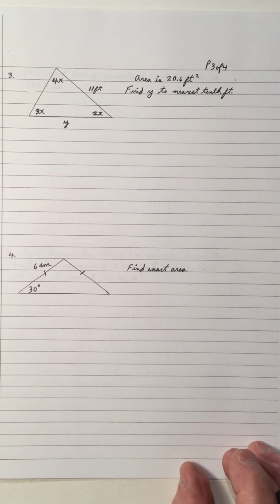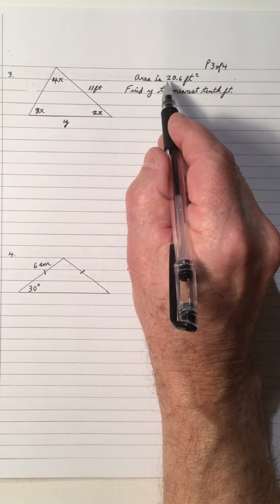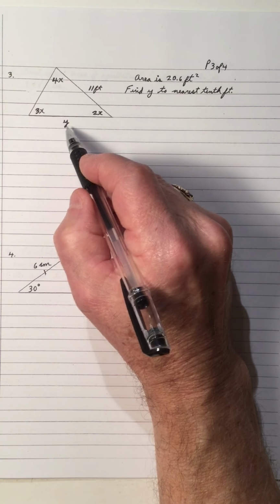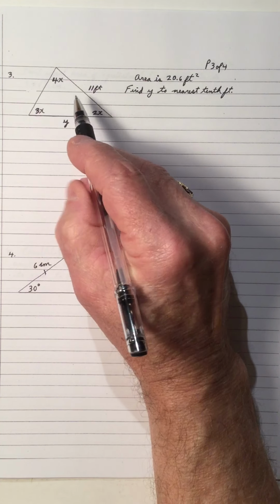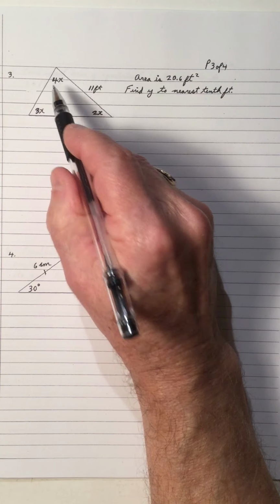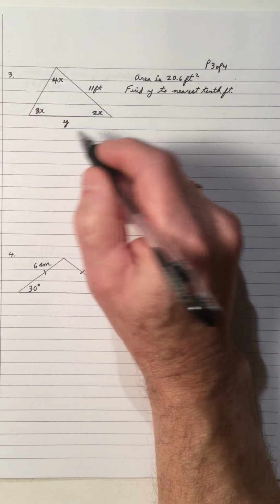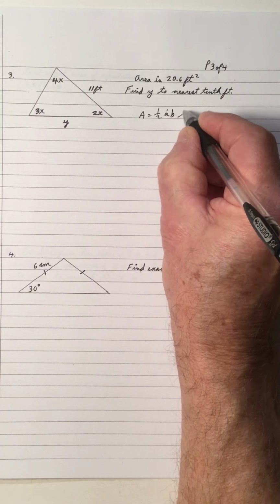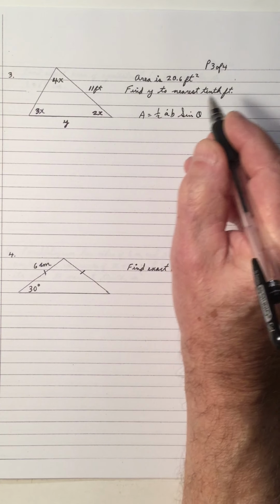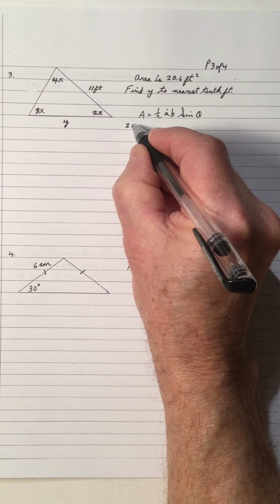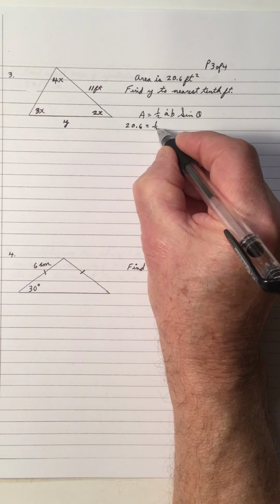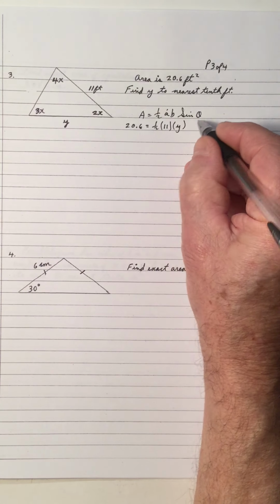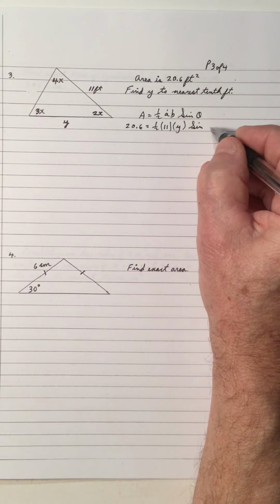Okay, we have another one to do here. Again, I try to arrange the problems to be a little bit different each time. The area of this triangle is 20.6, and find y to the nearest tenth of a foot. So y is right here, and I have 2x and 3x and 4x. To get the area of a triangle, I have half ab sine theta. I have the area, which is 20.6. I have one side as 11. I have the other side, which is y, which I'm trying to find, but I don't have any angle.